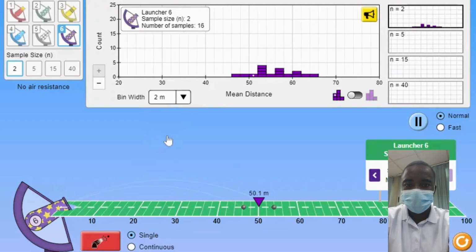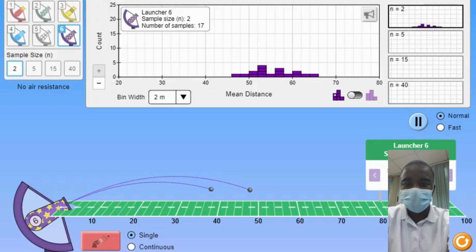1. Introduction. Begin with a brief introduction to the concepts of projectile motion, sampling distributions, and the Central Limit Theorem. Provide examples to illustrate these concepts and explain how the simulation will help students understand them.